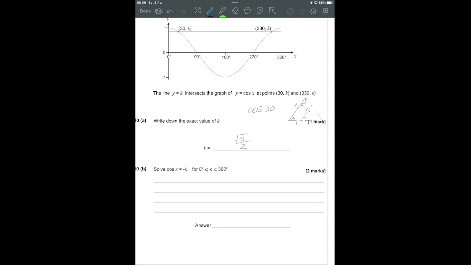Solve cos x equals negative k. So I'm going to go back up to the graph actually and draw that on. So my negative k is down here instead. And this is a nice question talking about the symmetry of the graph. So this part here is 30, so that's saying from the peak down here we have 30 there and 30 there. It's also the same up here, that was 30. Trig graphs are lovely, they are incredibly symmetric. So my two answers are 180 plus 30 and 180 minus 30.